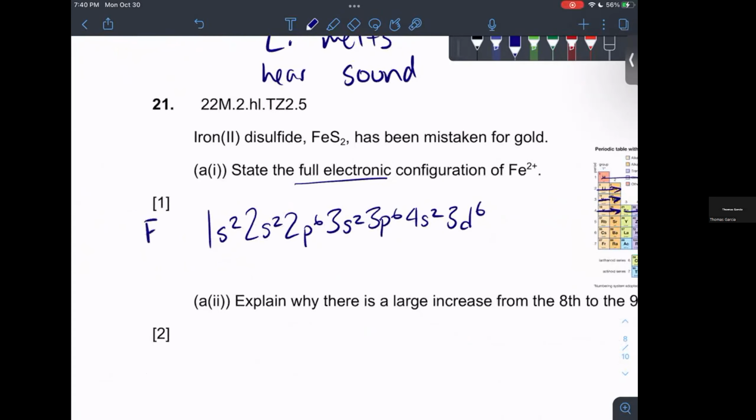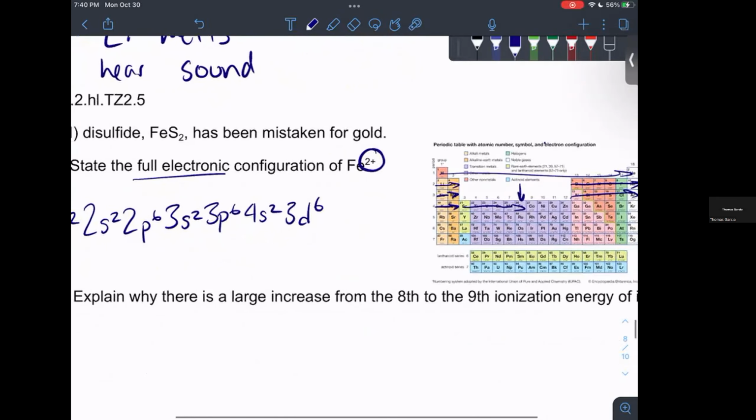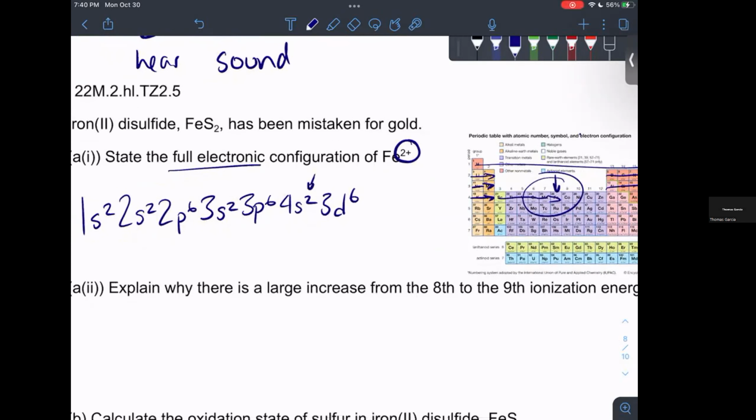This is our configuration for iron, but it's specifically asking about iron 2+. And this is one of those touchy things about the transition metals. They don't like to lose these D block electrons. They kind of get iffy about that, especially because the 3d block is a lower energy level than 4s, which means it's instead going to lose these.